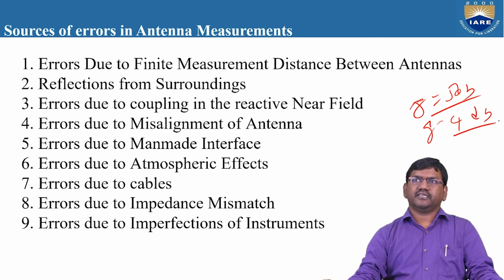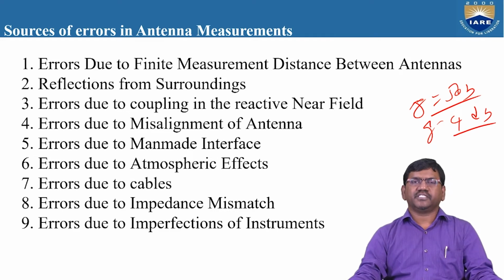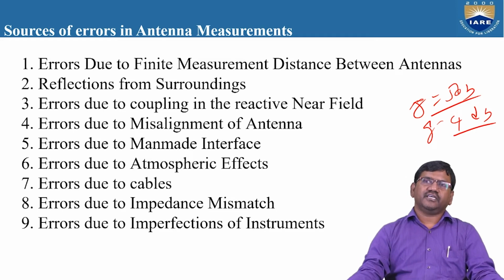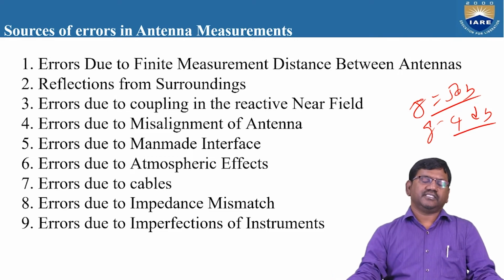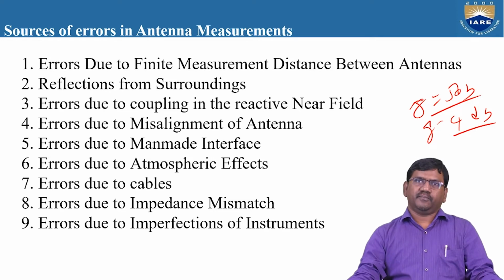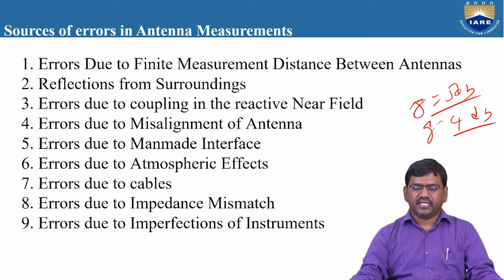So what is the reason behind it? Why are we getting a gain of 4 dB when our requirement is 5 dB? Where does the problem lie? Whether the problem lies in the design of the antenna, or in the measurement setup, or in connecting the antenna to the total setup. All of these have to be considered. These are known as sources of errors in the antenna measurements.